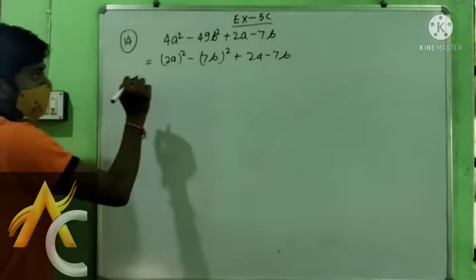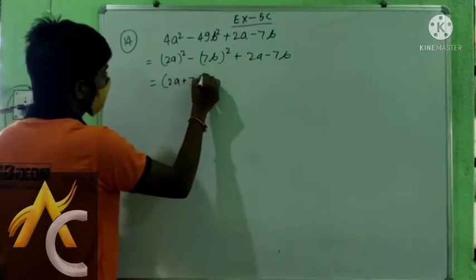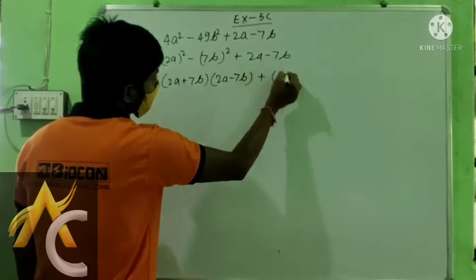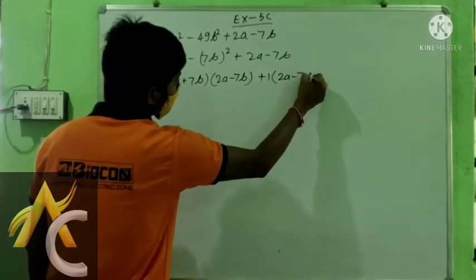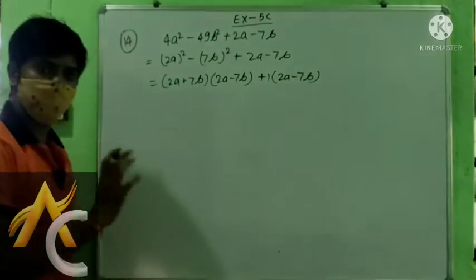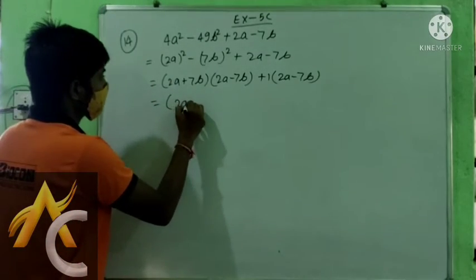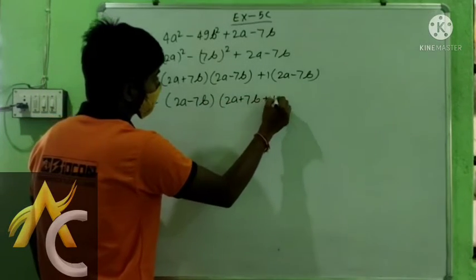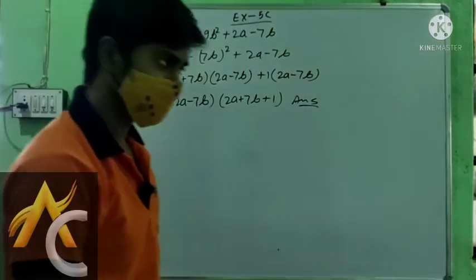Now it is in the form of a square minus b square. So it will be 2a plus 7b into 2a minus 7b plus, if we take one common from here, it will be 2a minus 7b as well. Now take 2a minus 7b common, then it will be 2a minus 7b into 2a plus 7b plus 1. This will be your answer. Simple, easy.